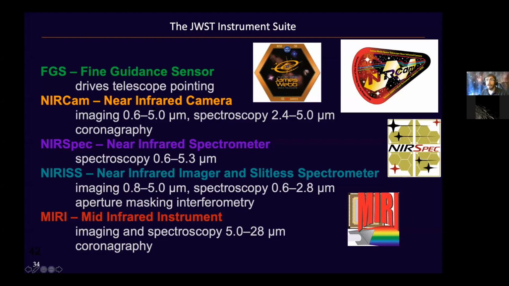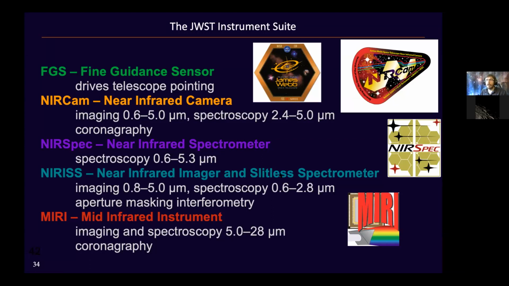There's the near-cam instrument. This is the main imaging workhorse of the telescope. It's going to do photographs, if you will, in lots of different color bands, all the way out from the optical to about 5 microns or so in the infrared, and a tiny bit of spectroscopy as well. Near spec is going to be the spectroscopic workhorse in the near infrared for many things. It's got an ability to do multi-object spectroscopy, so you can get spectra at lots of different locations through the field.